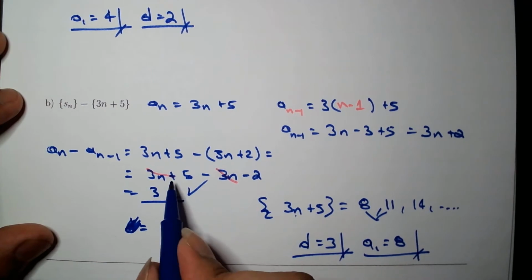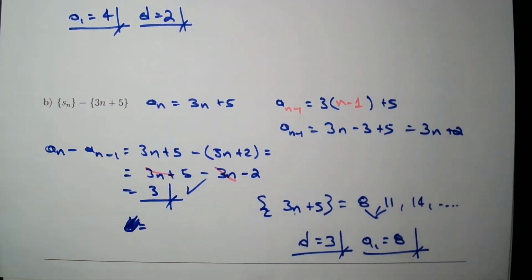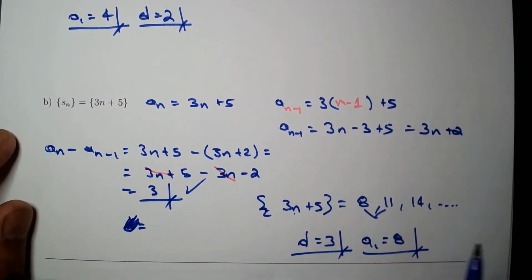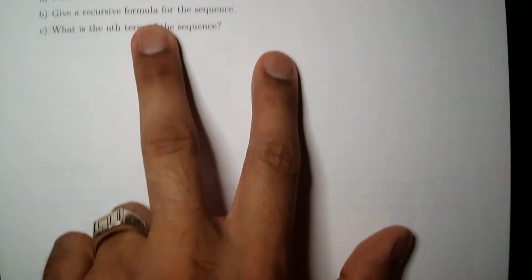We found d when we found the difference between a sub n and a sub n minus 1, but we can still expand a couple of terms so we can verify that. We can also look for the first term. All right, let's see what's next. What's on the next page?